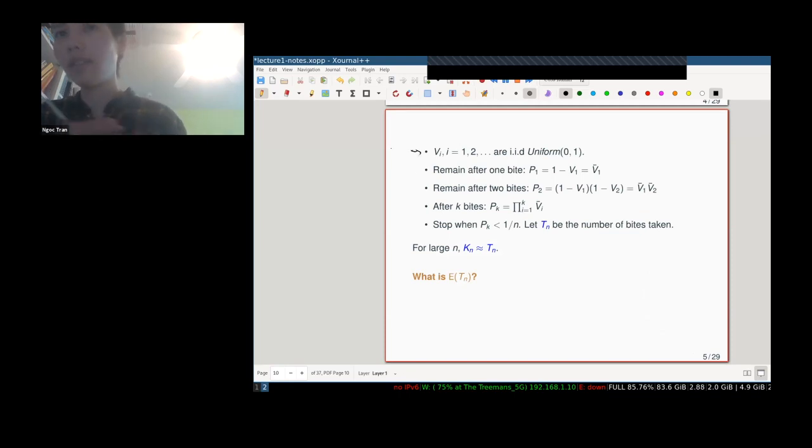So basically the picture looks like this. I have VI, which is an infinite sequence of IID uniform. And let me just keep track of how much I have after day K, right? So after taking 1 bite of chocolate, I have 1 minus V1 left. After 2 bites, I have 1 minus V1 times 1 minus V2. So after K bites, I have 1 minus V1 times 1 minus V2 times etc. times 1 minus VK, right? That is the size of the remaining piece after day K.